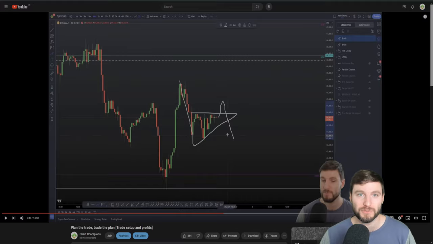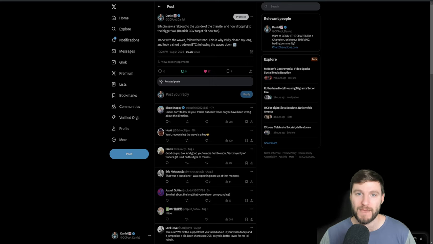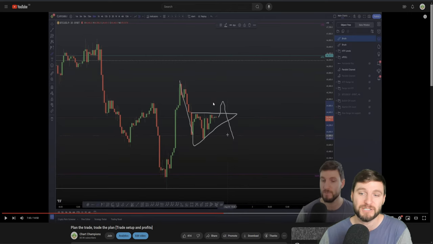because overall, as I'm making clear over on the Twitter, right? You know, for the past few days, I have been bearish. So Bitcoin, of course, saw the fake out of that triangle. And at the time, this tweet was a few days ago now, right? Dropping to the bigger value area low and the CCV target, of course. If you remember on this video, we had a bearish CCV target below us. And this fake out was the short opportunity, of course, to bring us down towards that lower target.